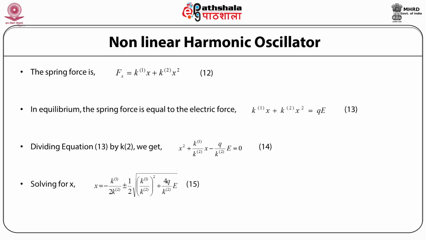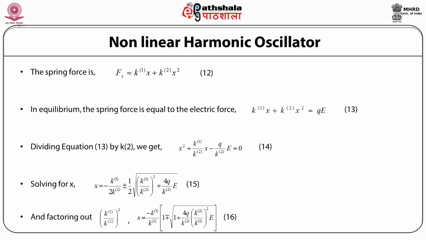Solving for x, we get x is equal to minus K1 divided by 2K2 plus or minus half square root of K1 divided by K2 whole square plus 4Q divided by K2 multiplied by E. Now factoring out K1 divided by K2, we get x is equal to minus K1 divided by K2 whole multiplied by 1 minus or plus square root of 1 plus 4Q divided by K2 multiplied by K2 divided by K1 whole square times E.